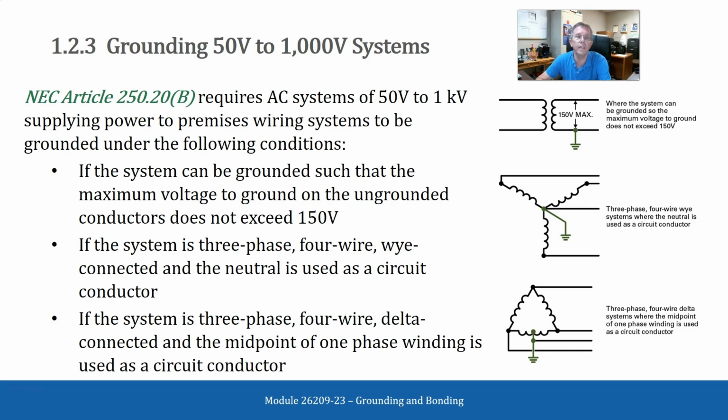NEC Article 250.20(B) requires AC systems of 50 volts to 1000 volts supplying power to premises wiring systems to be grounded under the following conditions. If the system can be grounded such that the maximum voltage to ground on the ungrounded conductor does not exceed 150 volts. If the system is three-phase, four-wire Y-connected and the neutral is used as a circuit conductor. If the system is three-phase, four-wire delta connected and the midpoint of one phase winding is used as a circuit conductor.